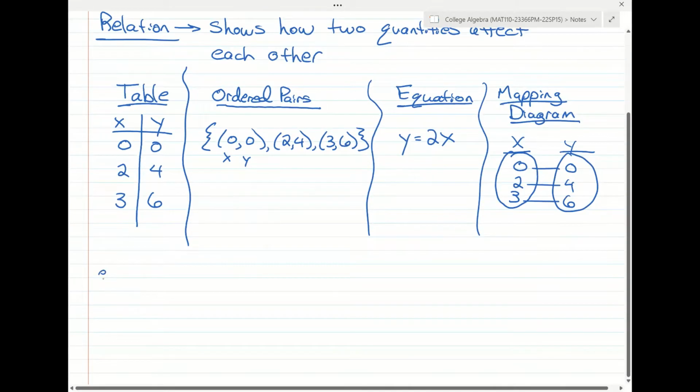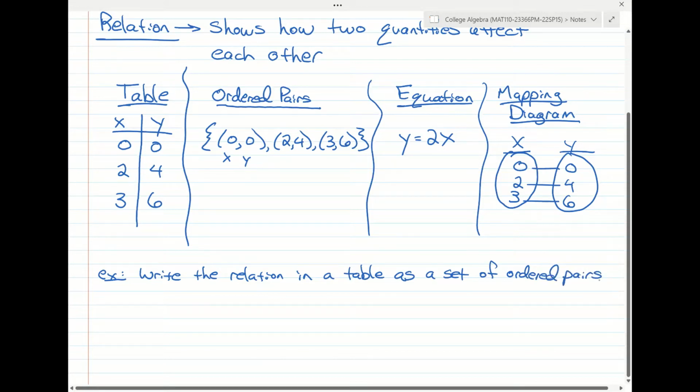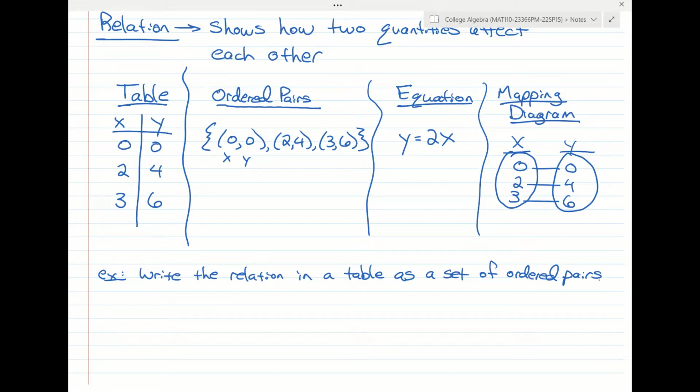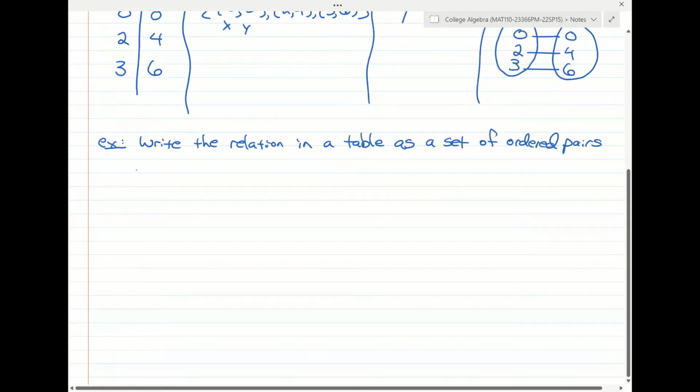So just as a simple example here, we could write the relation in a table as a set of ordered pairs. So what if I gave you a table like this? So we have -4, 0, 3, and 5. And we just had 0, -2, 1, and 1.